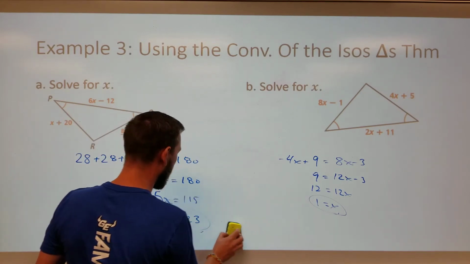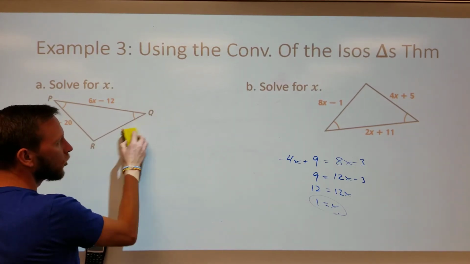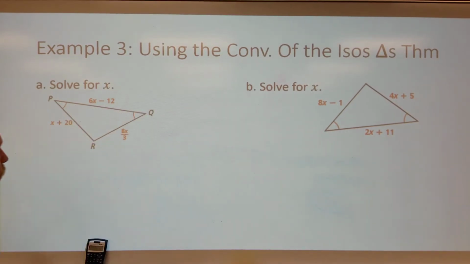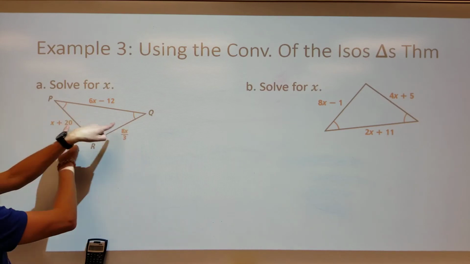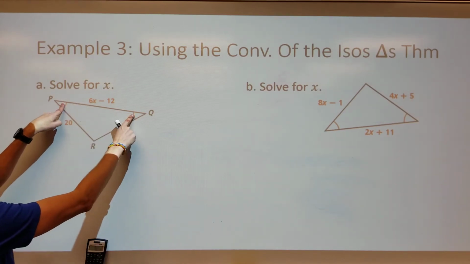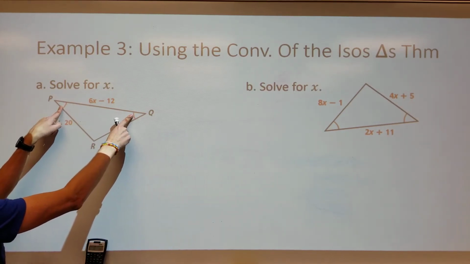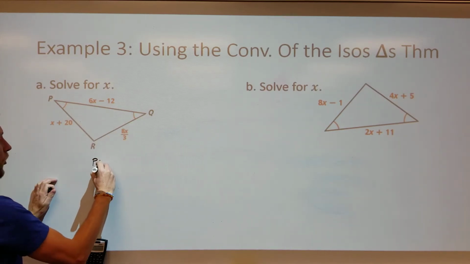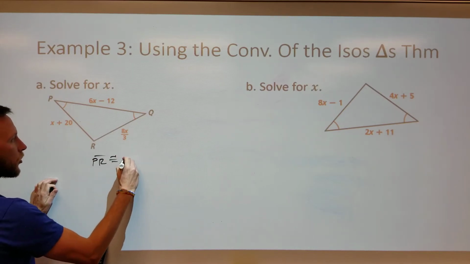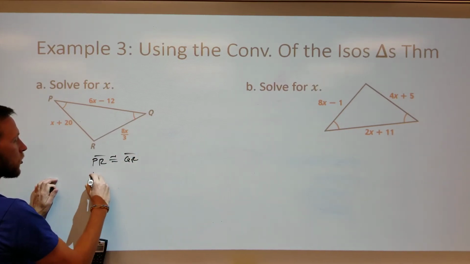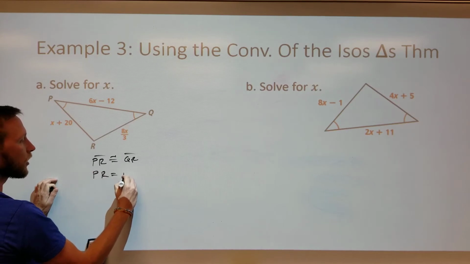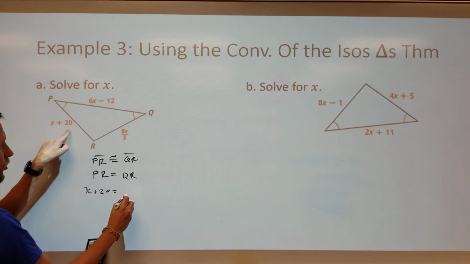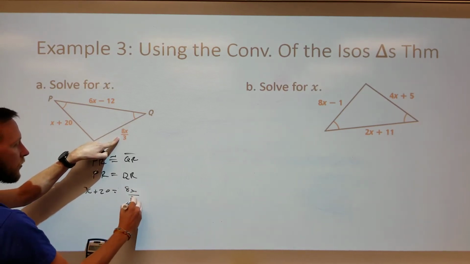Likewise, using the converse of the isosceles triangle theorem, we want to make sure that we can understand which sides are congruent when we are given a pair of congruent angles. All right, so on this, I know that if these angles are congruent, by the converse of the isosceles triangle theorem, these sides are congruent. I would say that PR is congruent to QR, which means that the length of PR is equal to the length of QR, which means that x plus 20, substitute, is equal to 8x divided by 3.